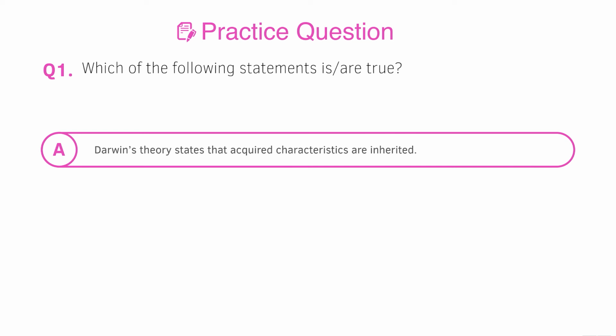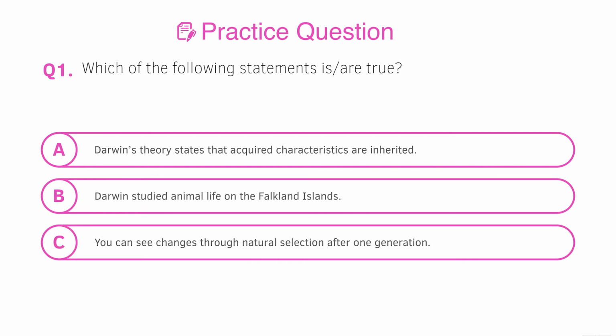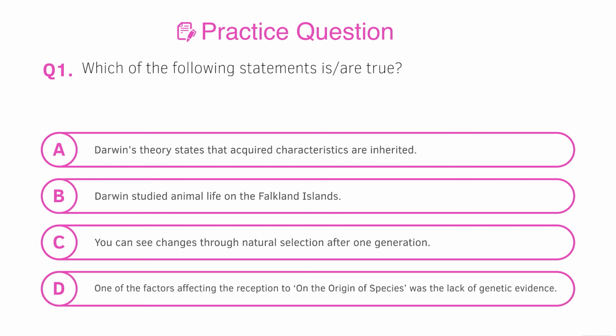So A, Darwin's theory states that acquired characteristics are inherited. B, Darwin studied animal life on the Falkland Islands. C, you can see changes through natural selection after one generation. And D, one of the factors affecting the reception to On the Origin of Species was the lack of genetic evidence. So pause the video here and we'll go through the answers in a few moments.